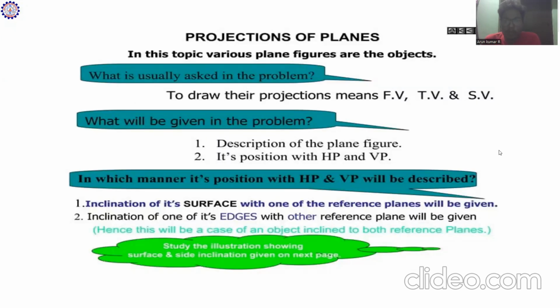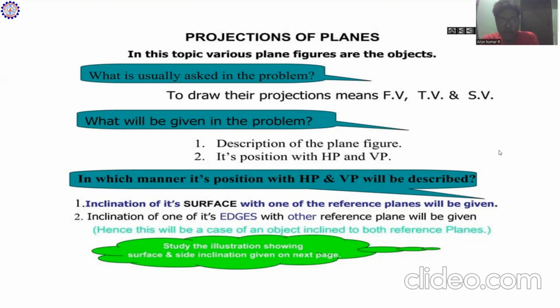you draw their projections, meaning the front view, top view, and side view. That is what they are importantly asking in the problem. What will be given in the problem? I already said there are three parameters noted in each problem while solving engineering graphics problems. What are they? First, the description of the plane figure. Second, its position with HP or VP. That is very important, because based on the HP and VP, the orientation of the entire diagram will change. You should understand clearly what position is mentioned in the problem.